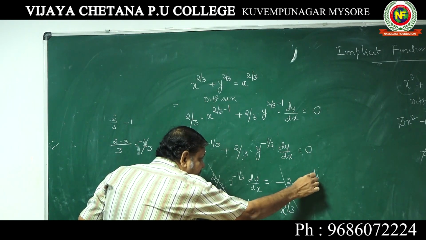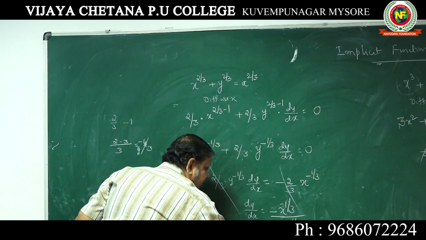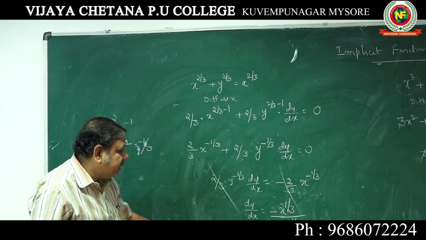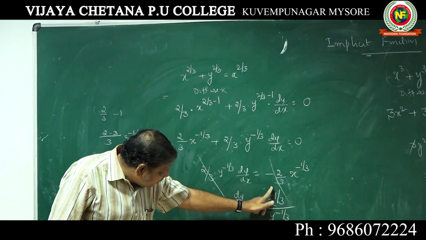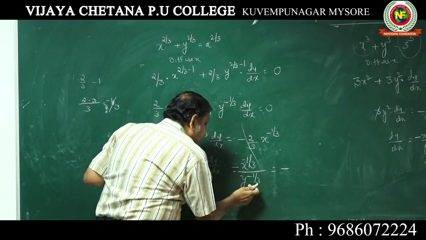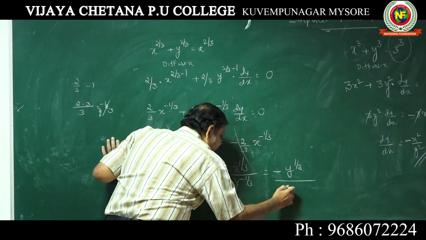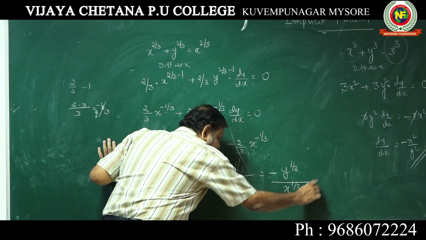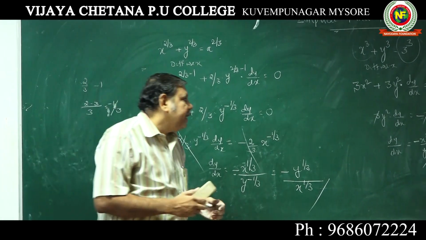by y to the power of minus 1 by 3. I told you, when you bring it down, the sign becomes plus. When you take it up, the sign becomes plus. So you don't keep the answer like this. Keep the minus, and shift this one up: y to the power of 1 by 3 by x to the power of 1 by 3. That's a very important question for examination.